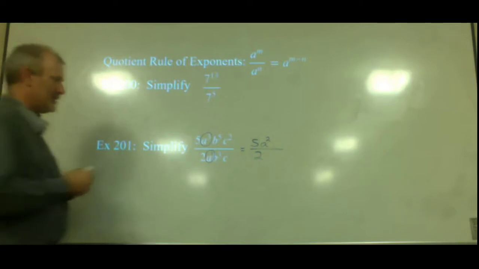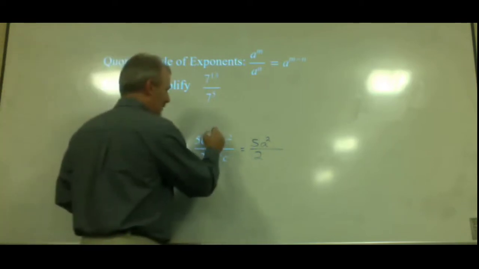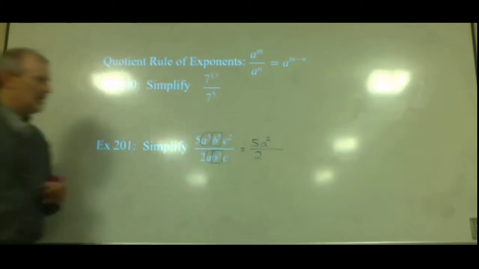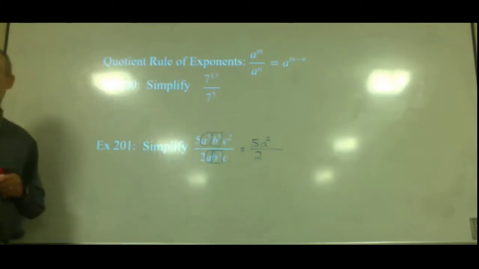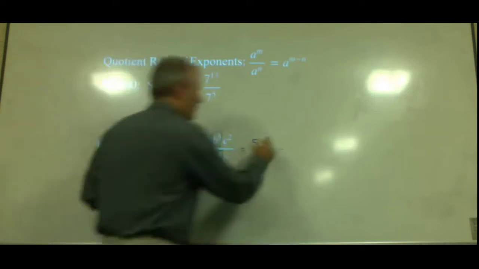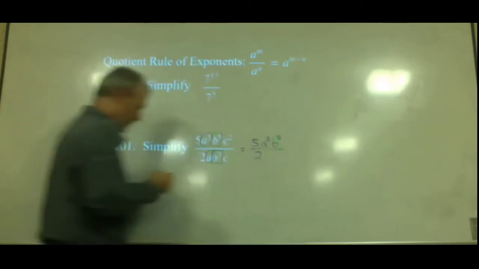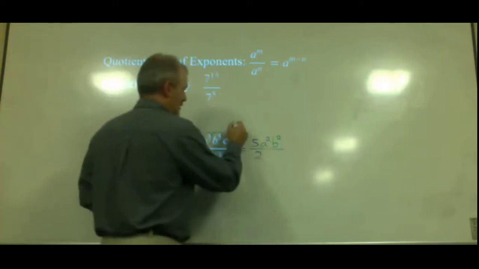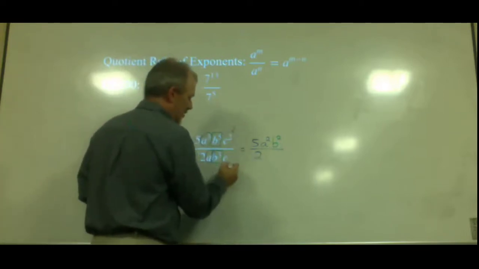Now let's look at the b's. We've got b to the 5th and b cubed. When we look at that, how many b's will be left? 2, so it'll be b squared. And is it going to be the b's on the top or the b's on the bottom? On the top, because there are more on the top. So b squared. And then we have c squared on the top and c on the bottom.